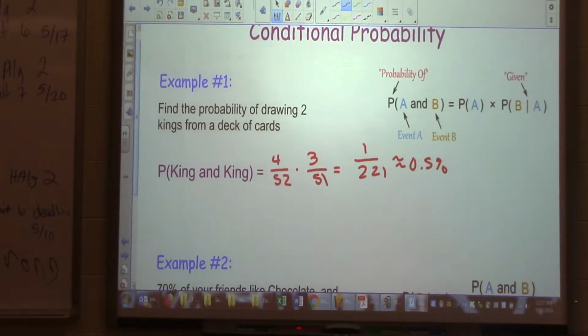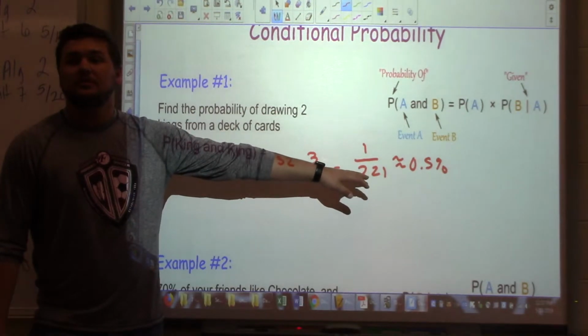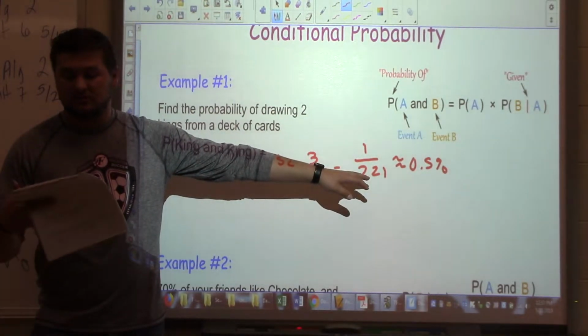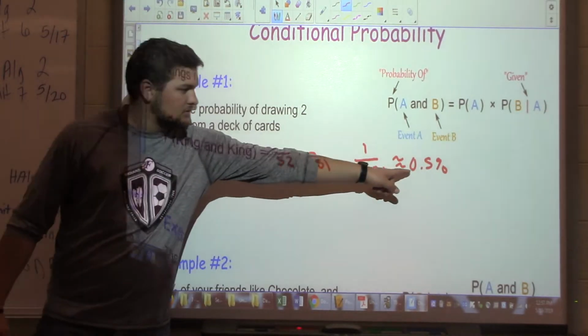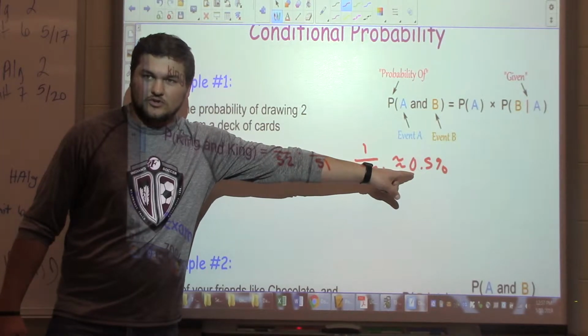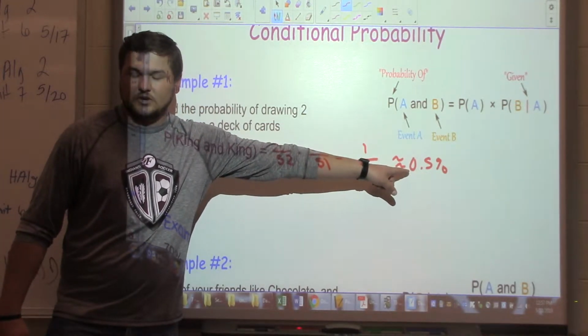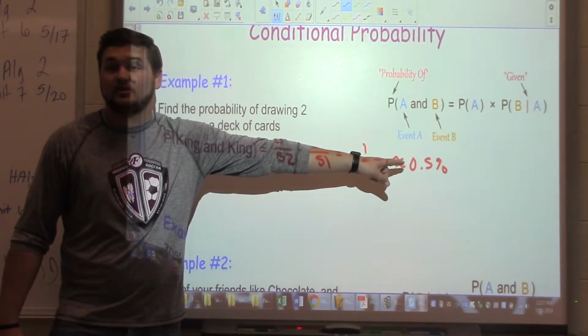That's one we've done before. We've done stuff like that, right? Wait, did you just say 1 divided by 221? Yes, because it reduces to this. It's less than 1%. Your decimal comes out to 0.005, and you times it by 100 when you put a percent on it. Multiply that by 100, it'll give you a percent.